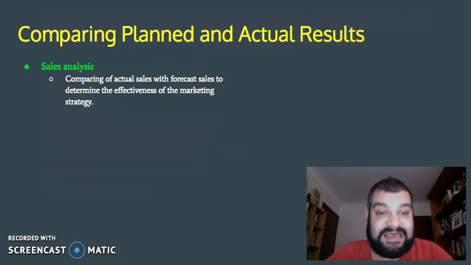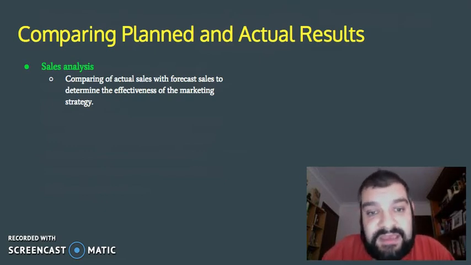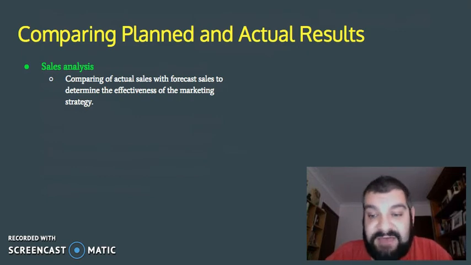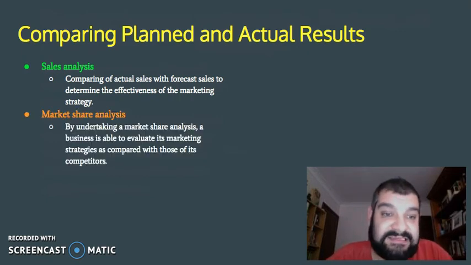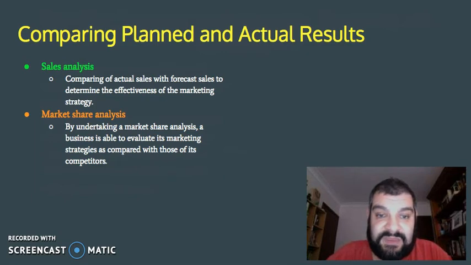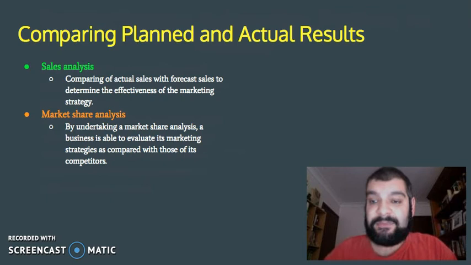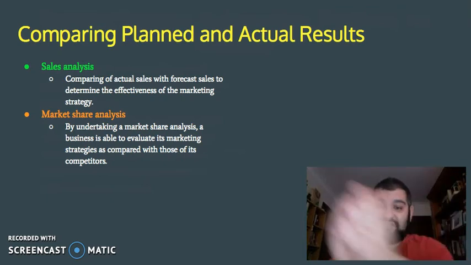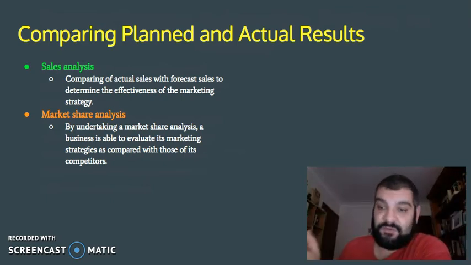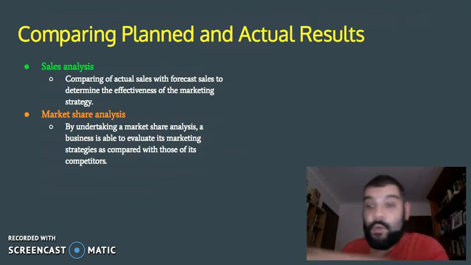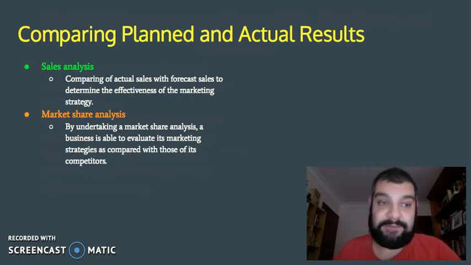One other way they can monitor and control is comparing planned and actual results here. So using a sales analysis, actual sales with forecast sales, that helps determine the effectiveness of the marketing strategy. They can undertake a market share analysis, so they can evaluate its marketing strategy compared to the competitors. How much market share do we have compared to our competitors? What are we doing different? What are we doing wrong? What are we doing right? What are they doing wrong? What are they doing right?